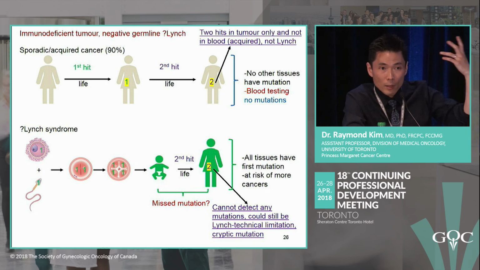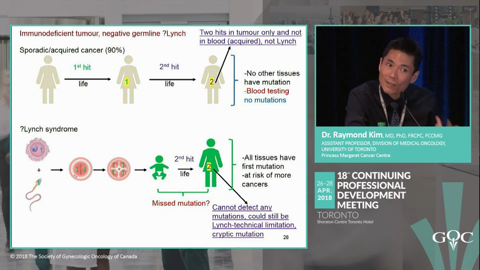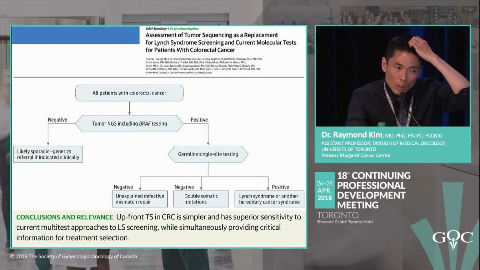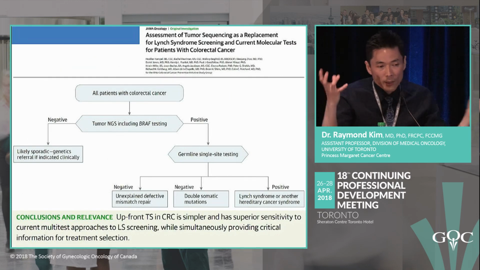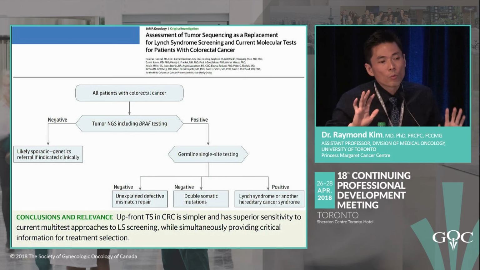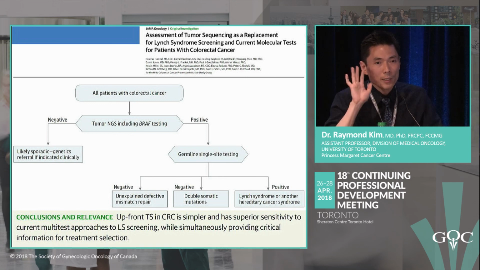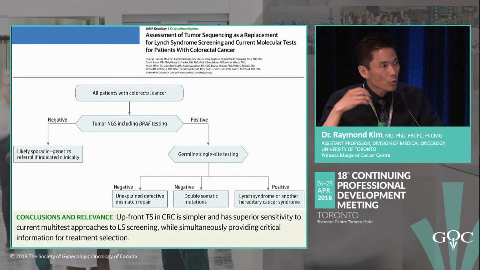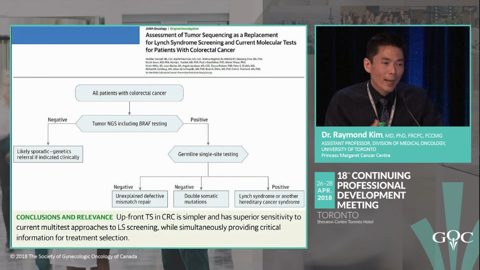Sometimes we still have an immunodeficient tumor. We look in the blood, we didn't find anything. We look in the tumor, we didn't find anything. So there it's a little bit more challenging. So this is where everything in hereditary cancer is actually moving towards. It's tumor sequencing, because tumor contains your germline, your inherited genome, and your acquired somatic genome.